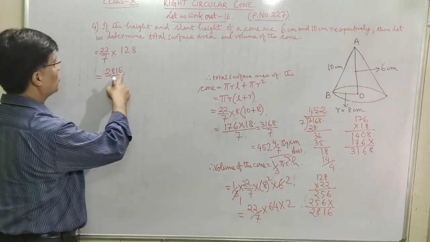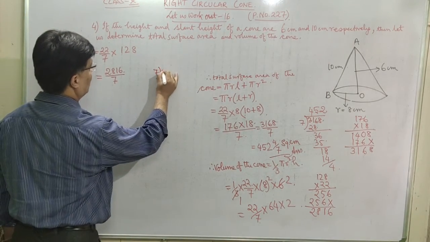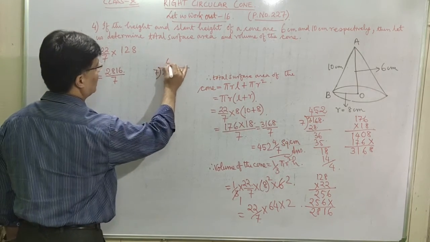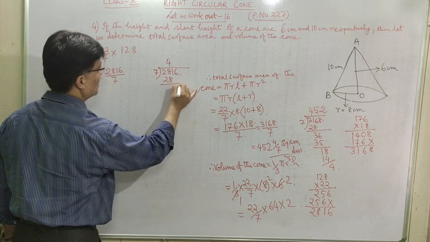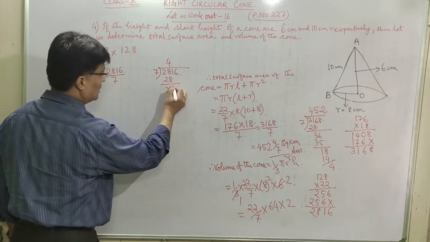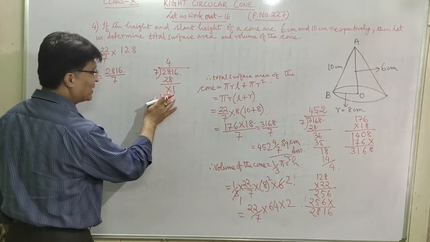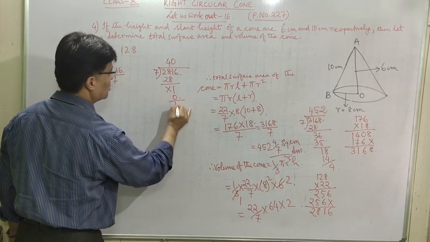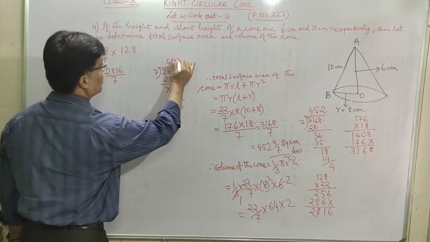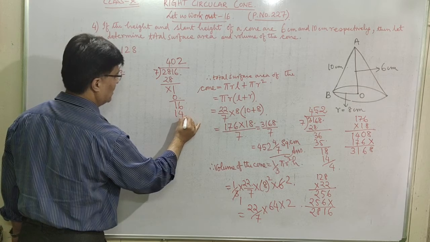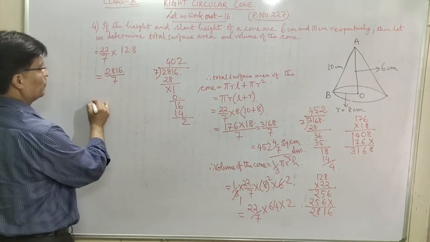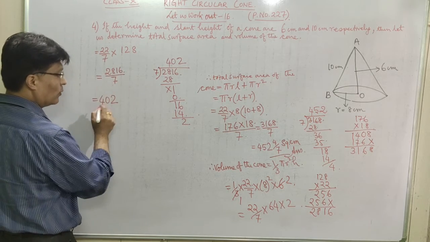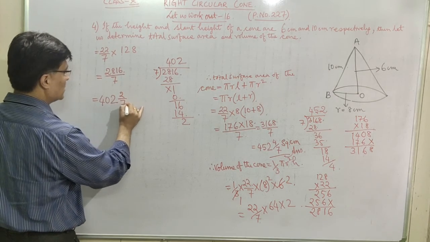So let us divide 2816 by 7. So 7 4s are what? 28. This is cross. Then you can write here 1. So 1 cannot be divided by 7, so it is 0. 1 minus 0 is 1. Then comes 16. So 7 2s are 14. What is the remainder here? 2. So this is 402 whole number. What is the fraction? It is 2 by 7.